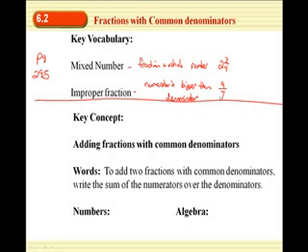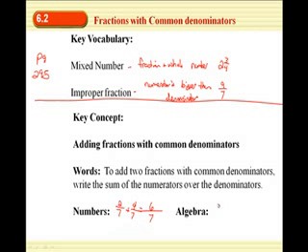So let's take a look. We have a key concept box. Words, adding fractions with common denominators. To add two fractions with common denominators, write the sum of the numerators over the denominators. So let's take a look at that in numbers. 2/7 plus 4/7. So write this down as your example. Okay, it told us to write the sum of the numerators, that's the top number, so that's 6 over the denominator, 6/7. We don't add the bottoms, the parts stay the same size. It's just how many of those parts that changes.